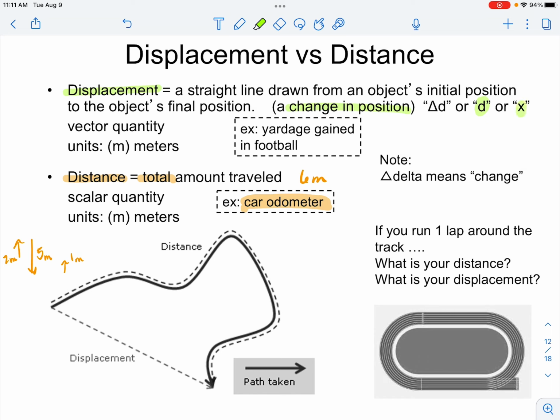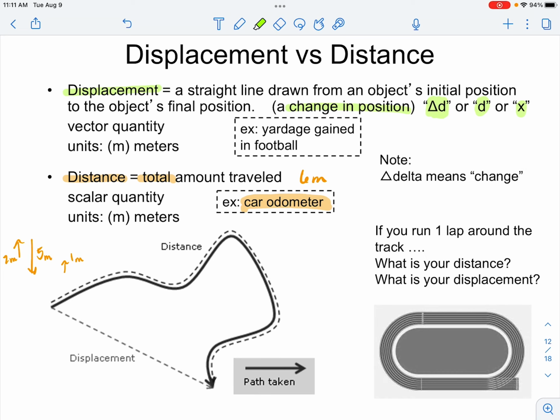It could be expressed with an x, which we will use in later chapters, or it could be expressed with this symbol here, which looks like a triangle D, but the way that we're going to say this is we're going to call it a delta D. If you have not had experience with delta in your math class, then I want to make it very clear to you.